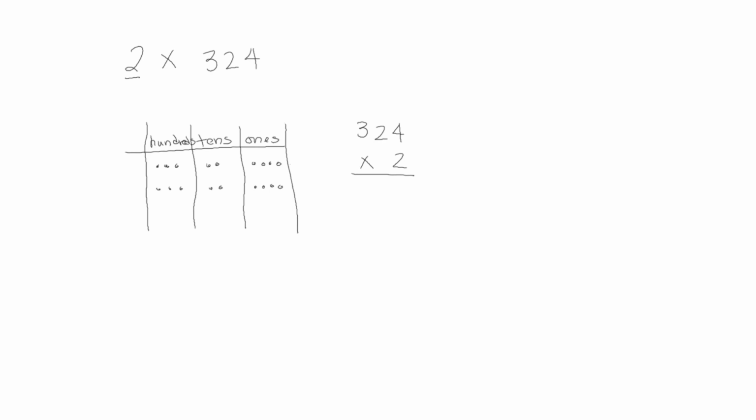So we're going to start with the ones. We have 8 ones, so we're going to record that as our first partial product. We have 4 tens, and 4 tens is equal to 40. So that's our second partial product. And then we have 6 hundreds, which is 600. So that's our third partial product.